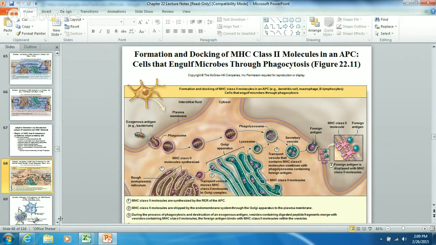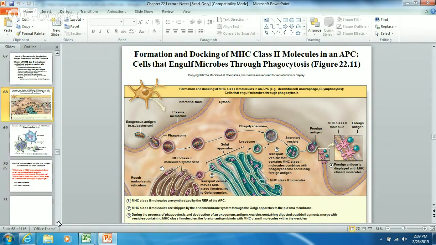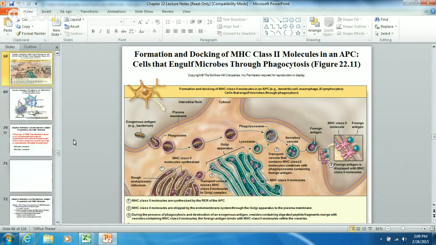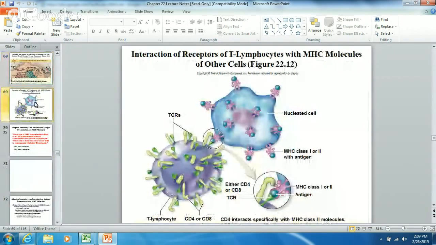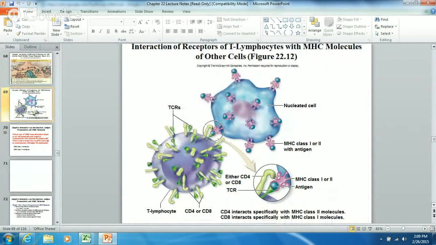And what's going to happen is a helper T cell is going to come alongside. Let me see. I hope this is the next slide. And then what you see here is a helper T cell. That's not the slide I was looking for.